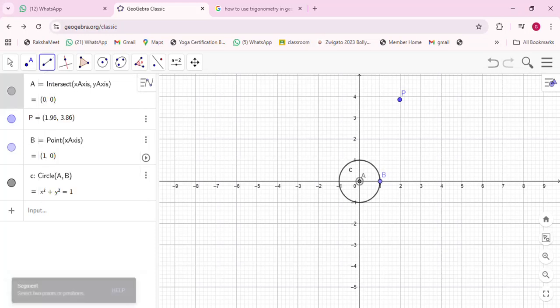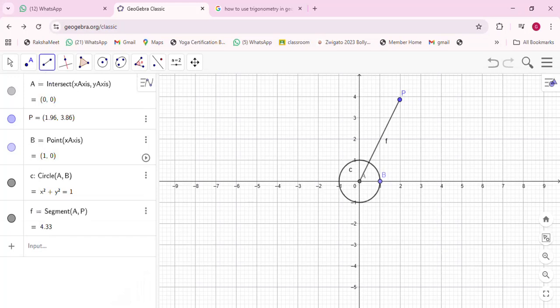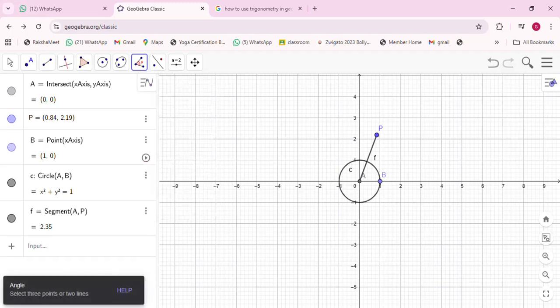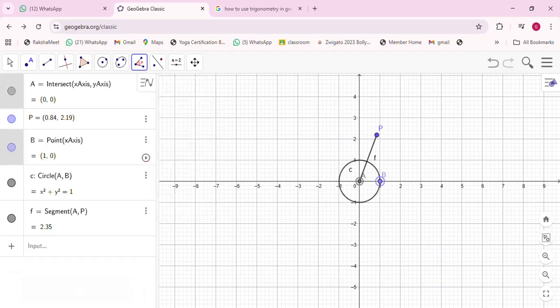I can move this point by making the line short. I can find the angle between two sides, that is B, A and P. So click on the angle tool, and select the 3 points B, A and P. You get this angle as 69.2. I can move this angle. You can see if I move the point P, the angle changes.